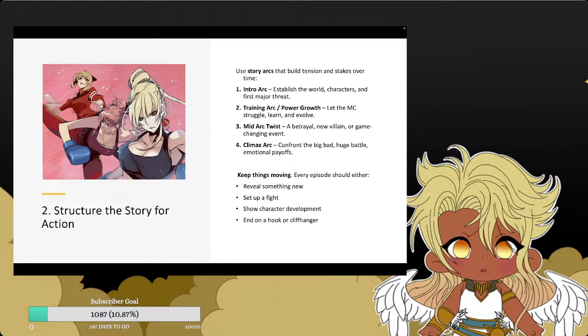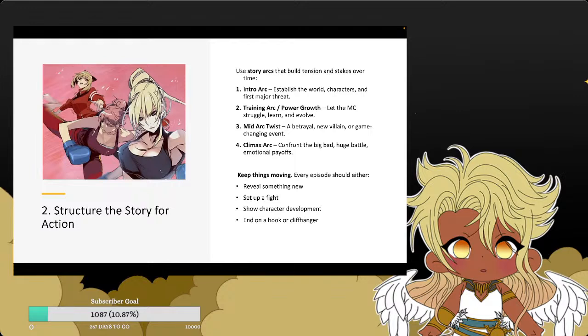Then we hit our climax arc. I kind of meant in this aspect that it's more the climax of the arc. That's what I should have put there. But this is where we have our confrontation for the arc. This is where the arc is going to conclude. They've figured it out. They've got all the plot pieces together.